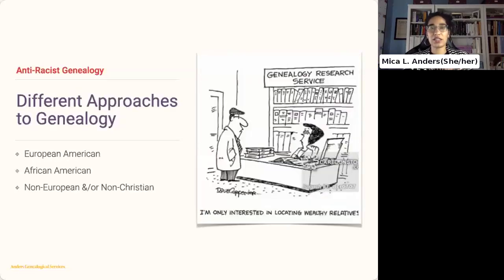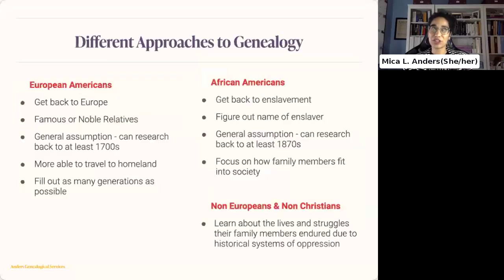When we do genealogy, there's a few different approaches to how folks do their research. A lot of the traditional methods for genealogy are really based in a European American tradition for genealogical research. The goal is often, let's get back to Europe. People talk about, I want to know who's from the old country. I want to know who came to Ellis Island, who had their name changed, which they didn't at Ellis Island. That didn't happen, but that's a different story. It didn't happen often. But, right, it's about who is famous. Do I descend from Charlemagne? Am I related to a king somewhere?